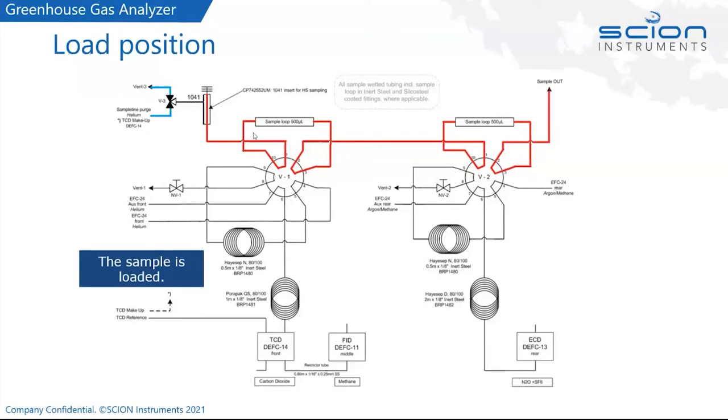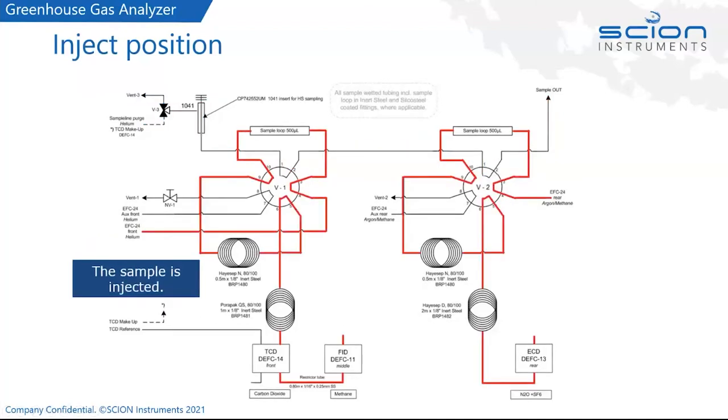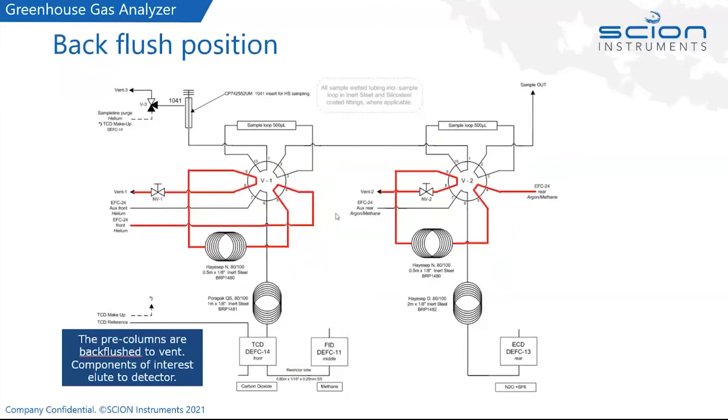and after a certain amount of time, we will switch to backflush position. So both the pre-columns, the HACCP for the TCD-FID combination, as well as the ECD, are being backflushed. And all the components you do not want to have on your second column are being flushed out for a certain amount of time. So we make sure we only have the components of interest going on to your second column, and then onto your detectors.